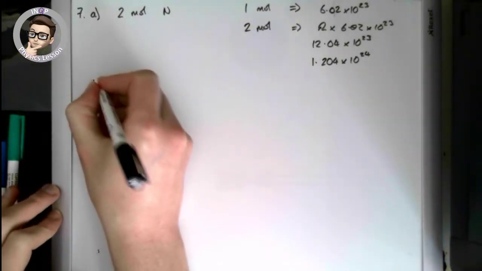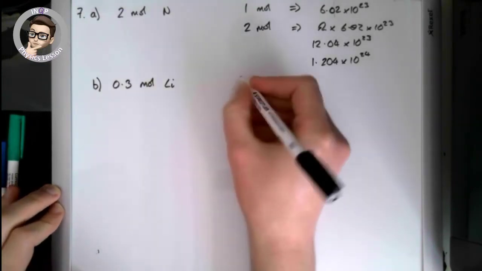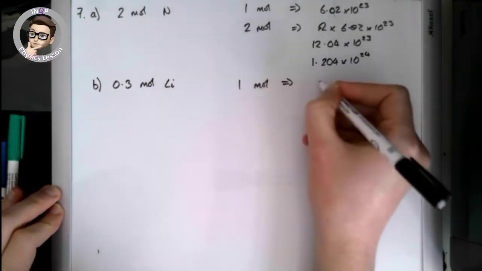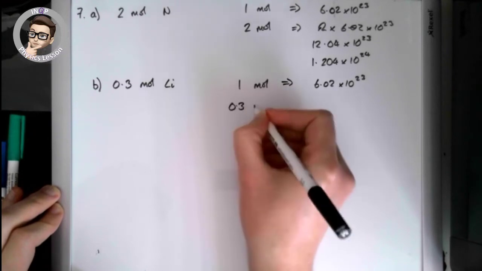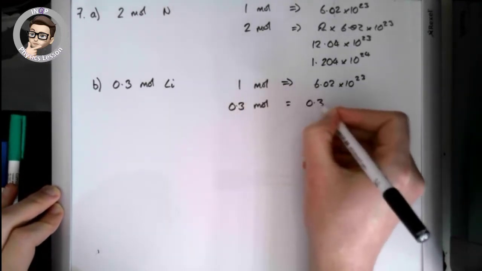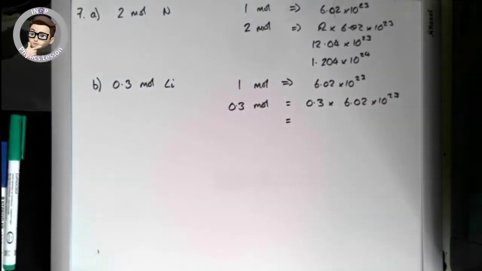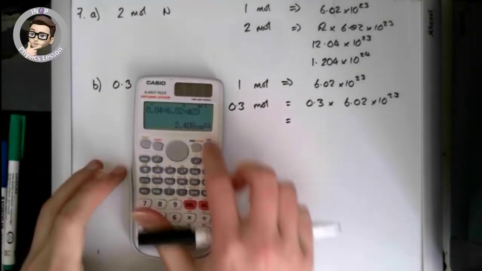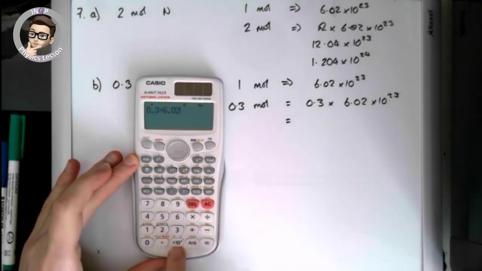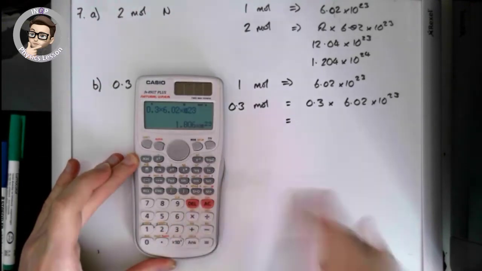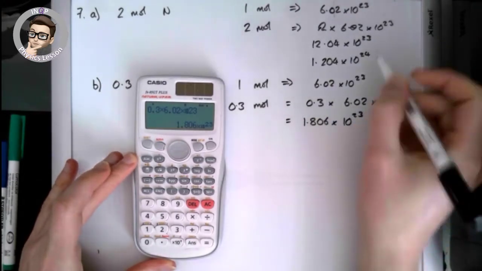Let's do the second one. We want 0.3 moles of lithium. So we know that 1 mole, again, will give us 6.02 times 10 to the 23 atoms. 0.3 moles is less than that. So we're going to multiply that by 0.3, 6.02 times 10 to the 23, and if we do that calculation on our calculator, and again look at the calculator so you can see it, we're going to go 0.3, multiply that by 6.02 times 10, this button down here, to the 23, and that will give us an answer of 1.806 times 10 to the 23 atoms.